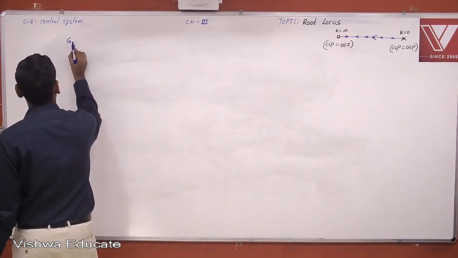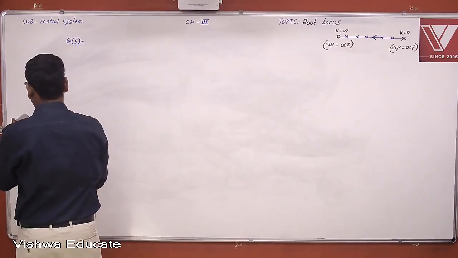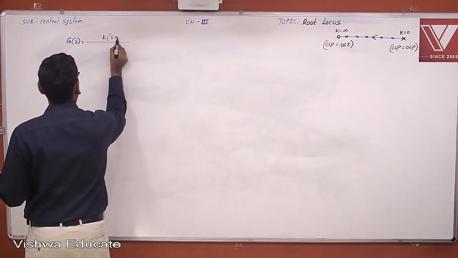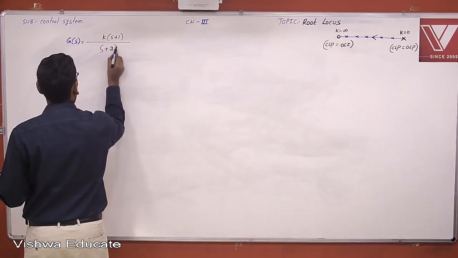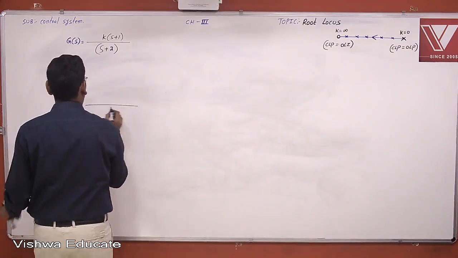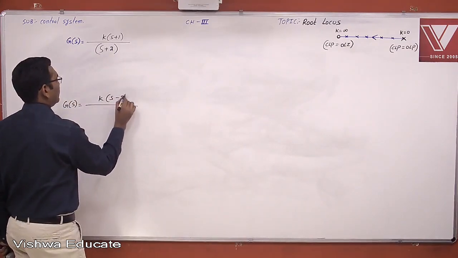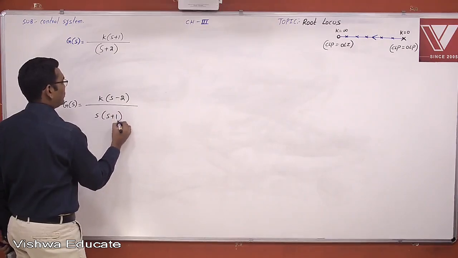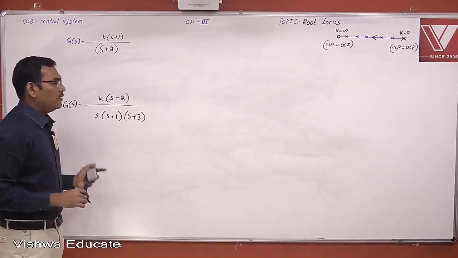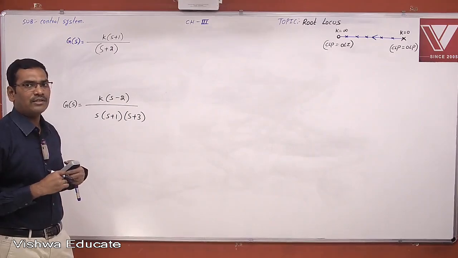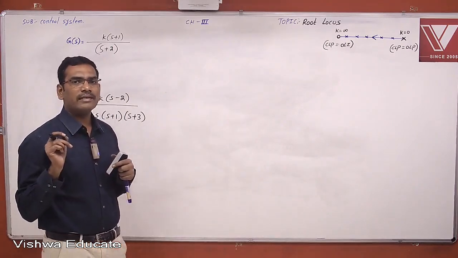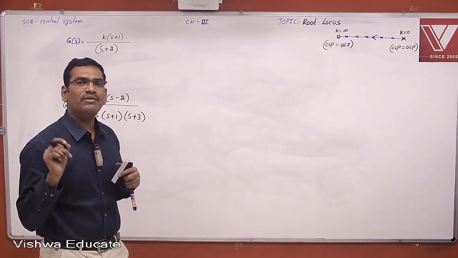Now this is one open loop transfer function, G of s equal to K into (s plus 1) by (s plus 2), and this is another transfer function, G of s equal to K into (s minus 2) by s into (s plus 1) into (s plus 3). These are the transfer functions given to you, and identify the root locus branches. What is the meaning of root locus branches? Root locus branches are the movement of the closed loop poles.